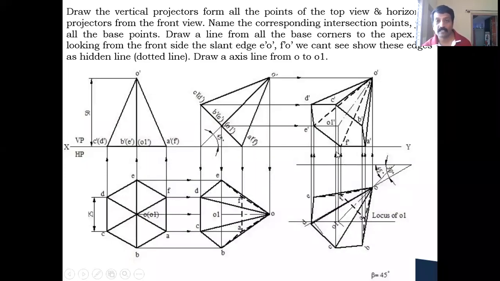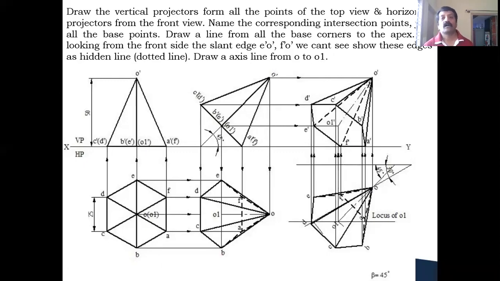A is here, A dash is here, this is A dash. B is here and B dash is here, this is B dash. C is here, C dash is here, this is C dash. D is here, D dash is here, this is D dash. E is here, E dash is here, this is E dash. F is here, F dash is here, this is F dash. And base axis point, O1 is here, O1 dash is here, this is O1 dash. Apex point, O is here, O dash is here, this is O dash. So all the points you have identified.